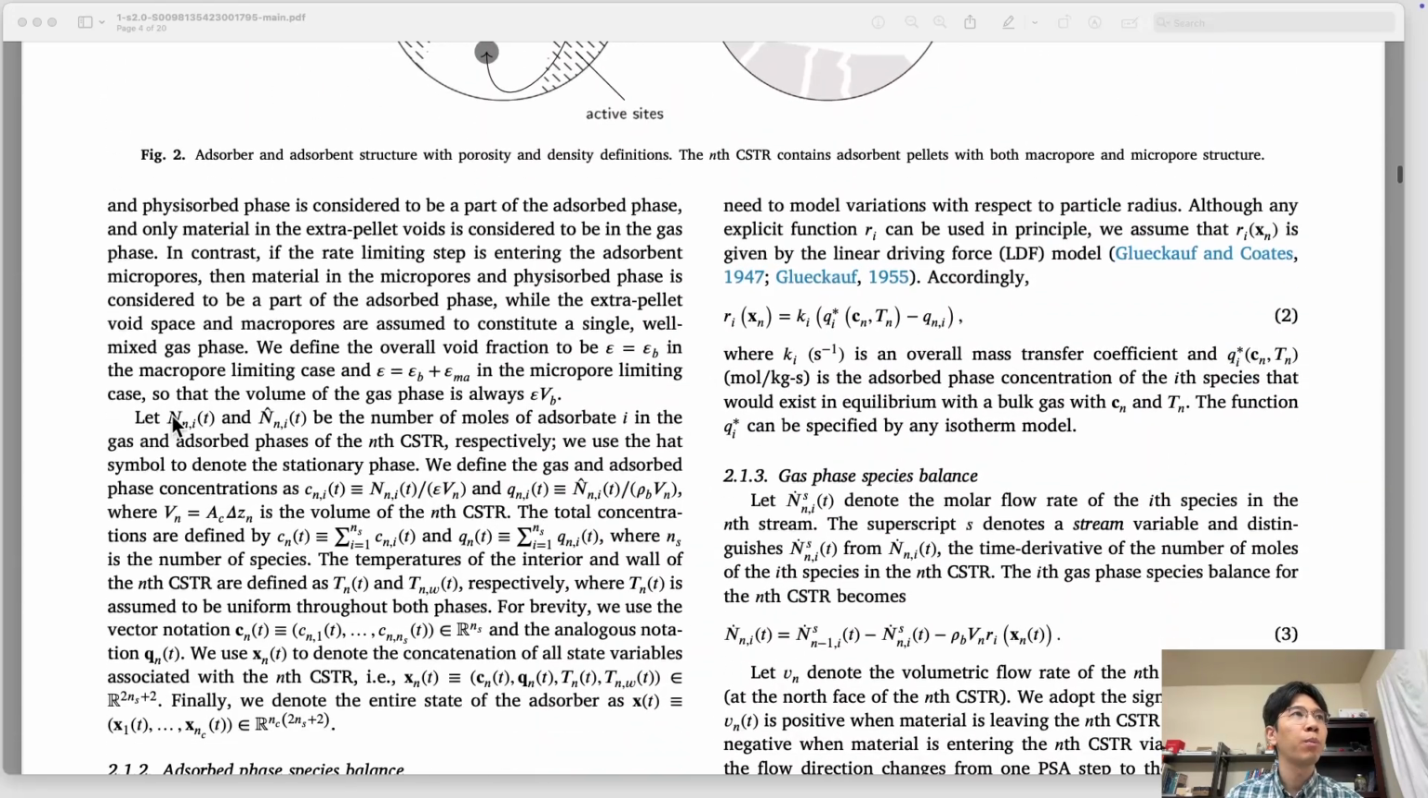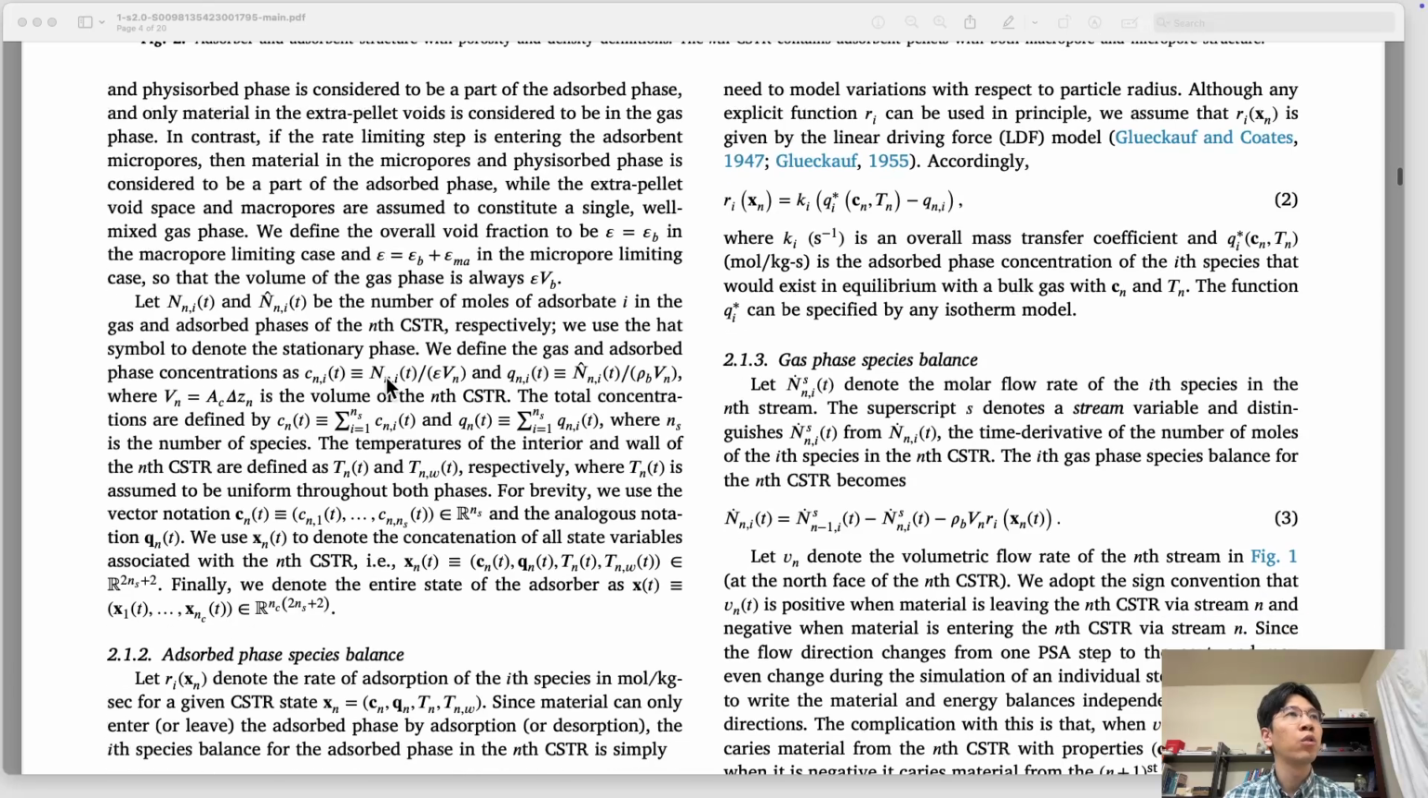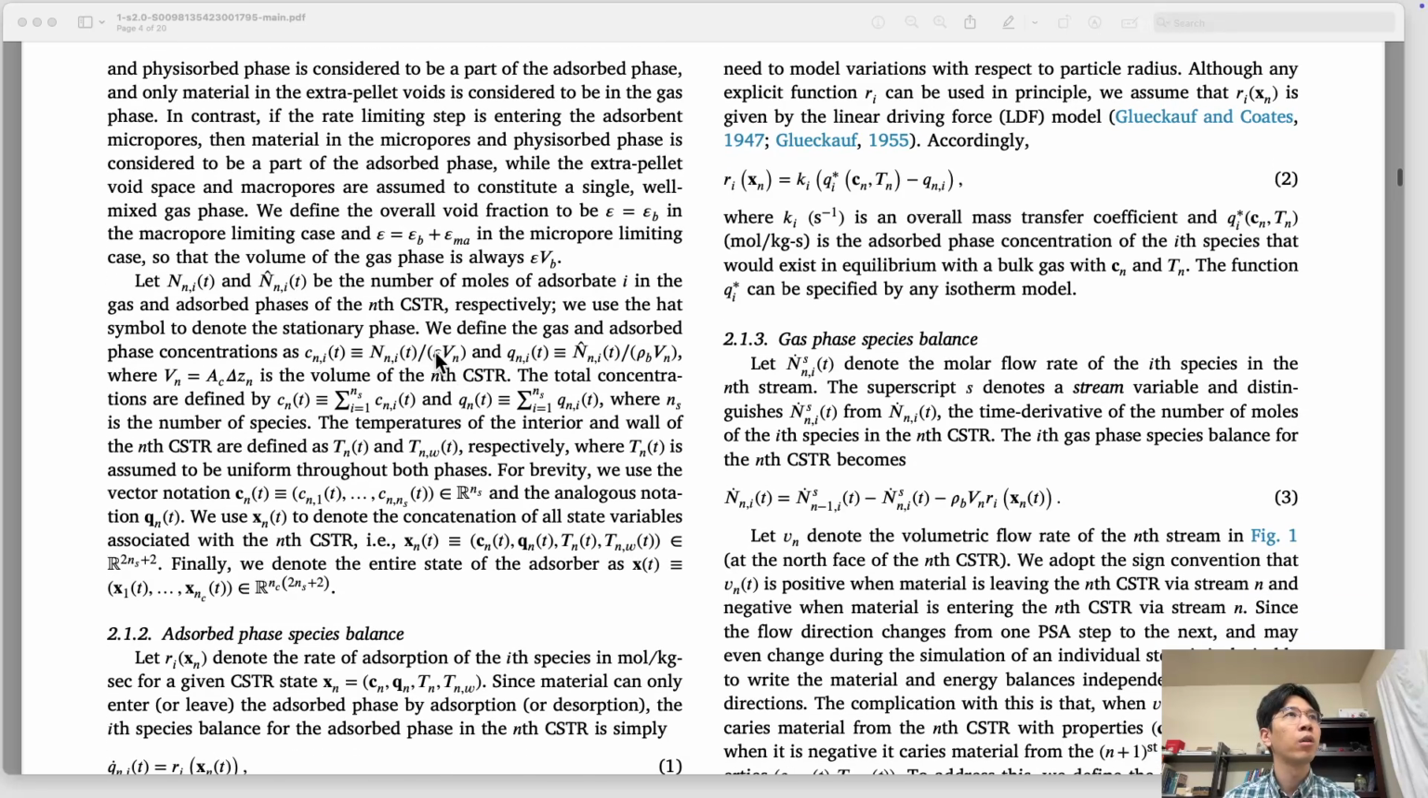We start out by defining this N and N hat. N is the number of moles of the adsorbate in the gas phase, and N hat stands for the SR phase concentration. So with this definition, the number of moles divided by volume, and in this case, the volume epsilon is actually, as shown here, the bed void fraction combined with the macropore. Remember that we consider micropore as part of the SR phase.